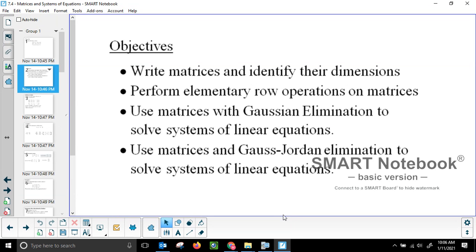So, as I mentioned previously, we're going to just expand solving more complicated systems of equations. All right, we're going to do that with matrices today. We'll continue using Gaussian elimination, which is the method that we went over last week, and we will also expand it to what's called Gauss-Jordan elimination.